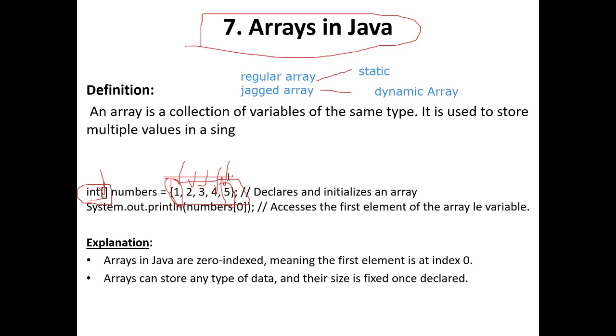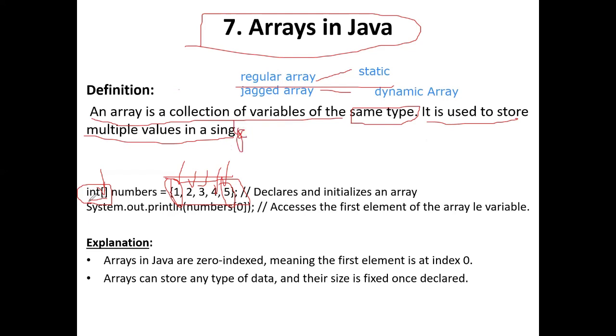So like this, there are two types of arrays we have here. Here, we're just taking input and declaring the output. First of all, the definition: an array is a collection of variables of the same type. I told you there are two types of array; I will explain both later. And it is used to store multiple values in a single variable.